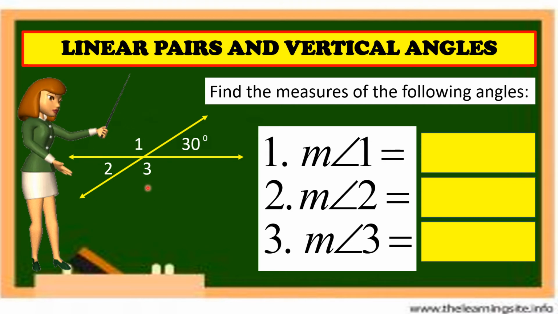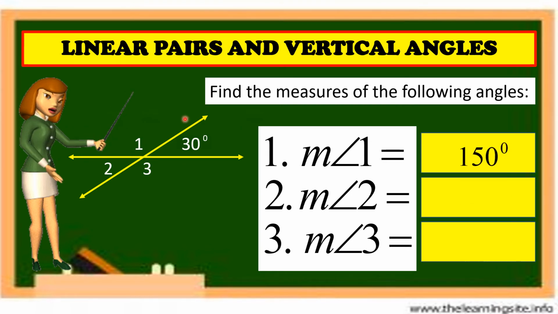Angle 3 is 150, and angle 2 is 30 because vertical angles are congruent. So again, what is the measure of angle 1? The measure of angle 1 is 150 degrees. How about the measure of angle 2? So vertically, the measure of angle 2 is 30 degrees.